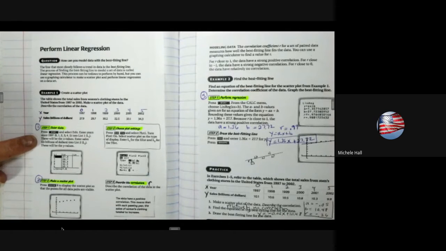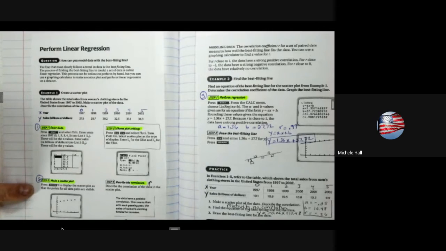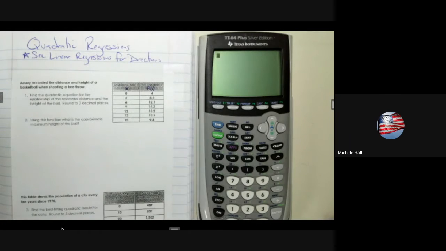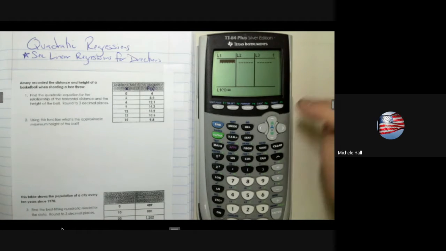Step 1, entering your data. Step 2, making a scatter plot. Step 3, performing a regression. We're going to go to Stat, edit a list, number 1. If your lists need to be cleared, remember that you just scroll up on L1, hit clear, and come back down, and it will be cleared.